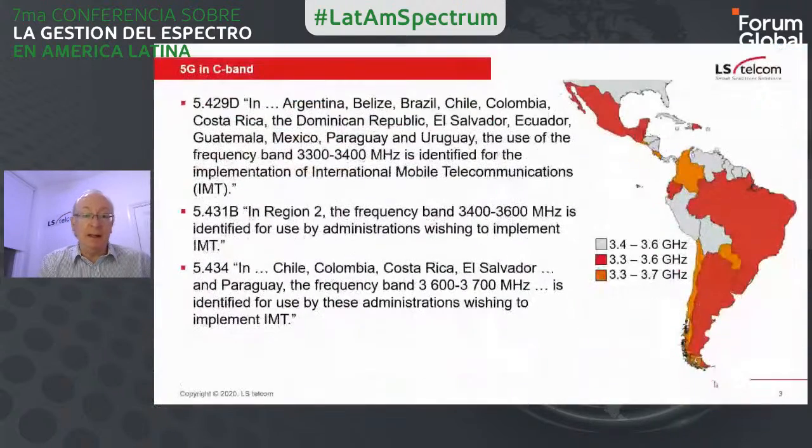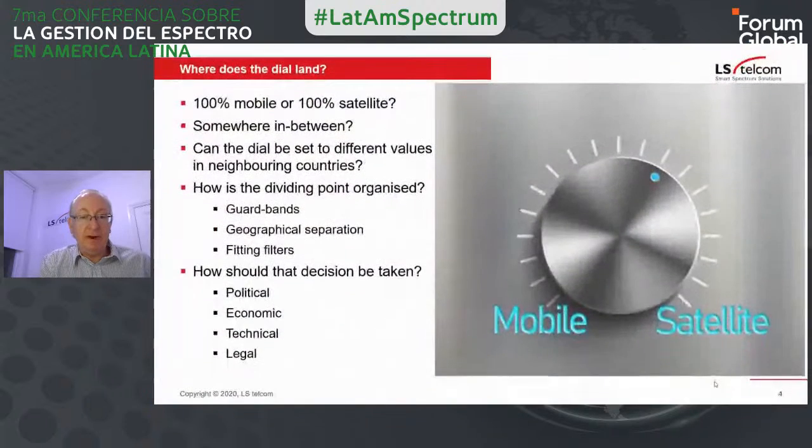At the same time, we have a number of footnotes within the ITU radio regulations that allow the use of the very same frequency band for IMT and for mobile services. As far as IMT goes, the whole region has 3.4 to 3.6 gigahertz. But I've highlighted here those that have even more than that. So in red, you have countries who in the ITU radio regulations have access to 3.3 to 3.6 gigahertz. That's 300 megahertz of spectrum already identified. And in orange, we have countries that have 3.3 to 3.7 gigahertz. So 400 megahertz identified for IMT.